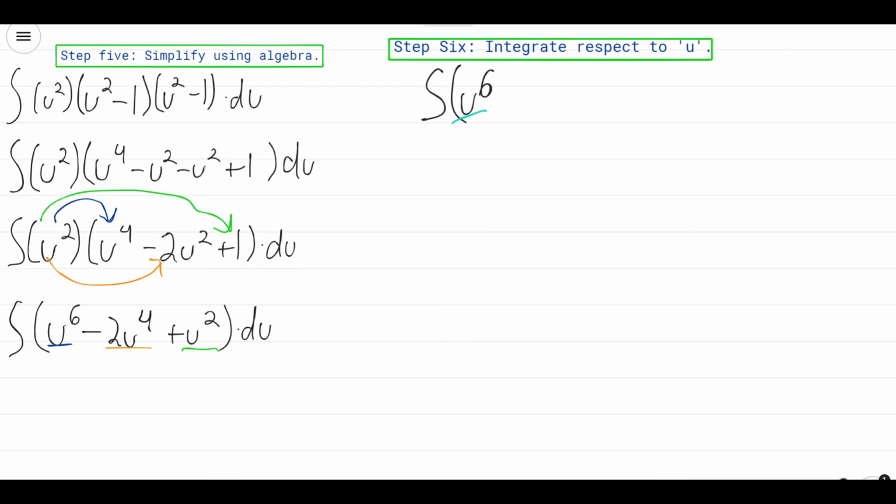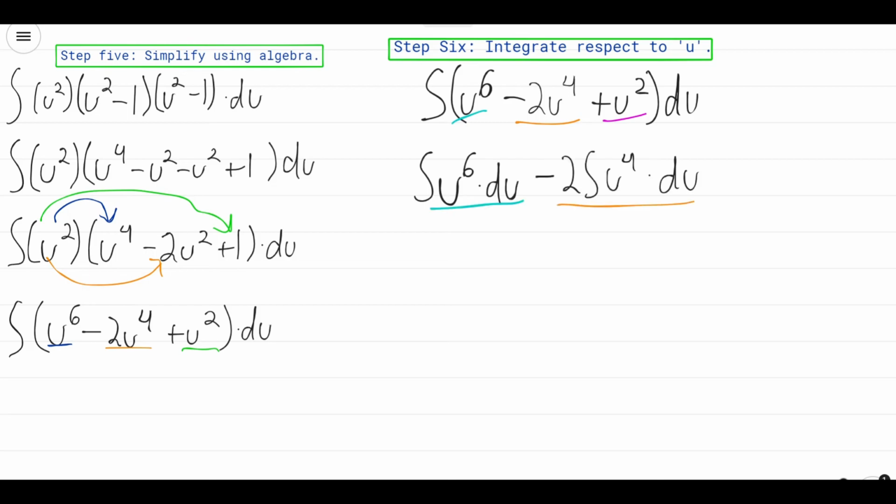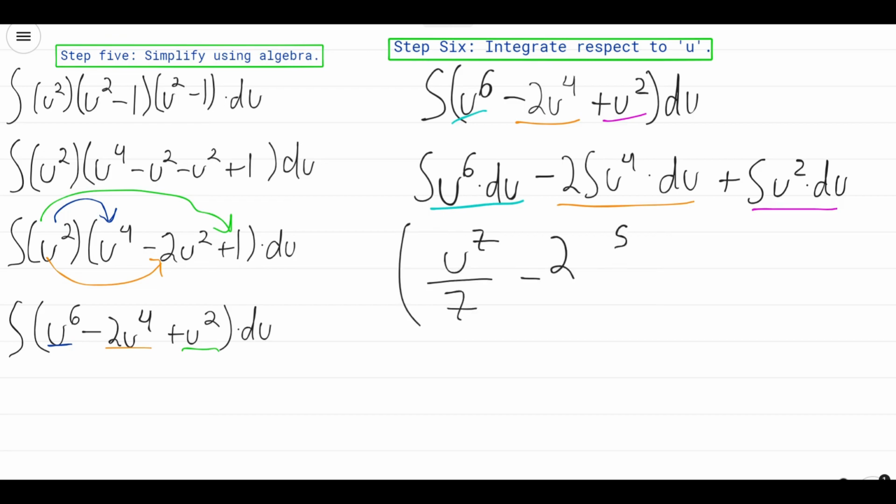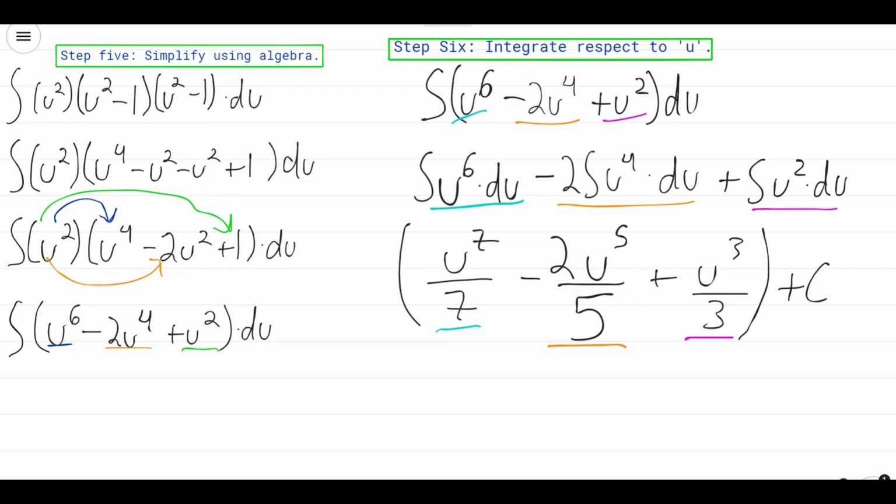So the integral of u to the 6th times du minus 2u to the 4th times du plus u squared times du. All I did was separate the integral into 3 separate integrals, and I do this method so that it prevents me from making errors. When I integrate this function, I get u to the 7th over 7 minus 2u to the 5th over 5 plus u cubed over 3, plus c, of course. Don't forget your plus c.